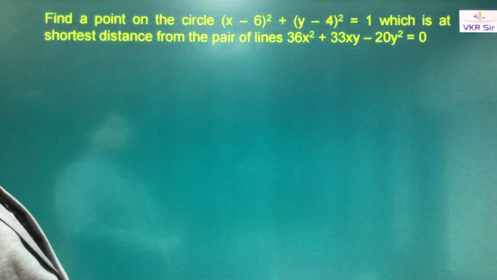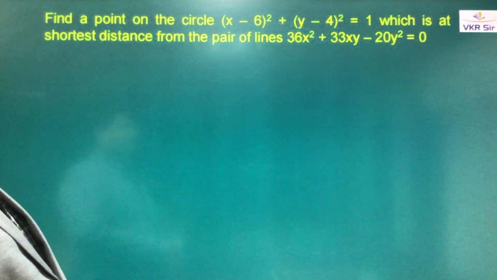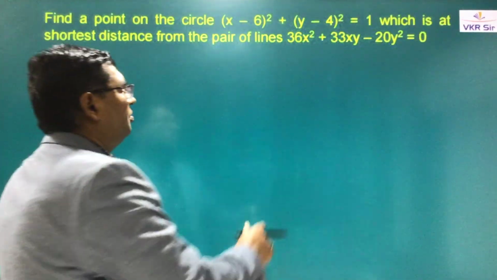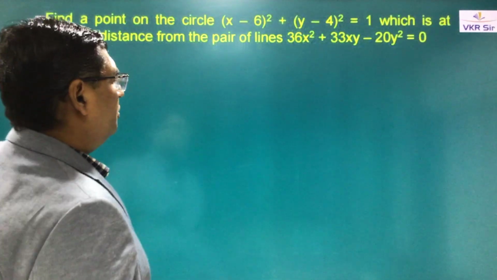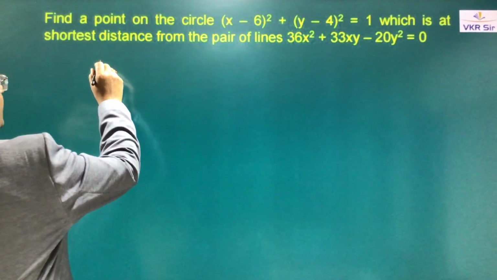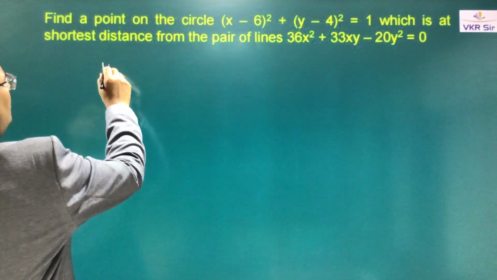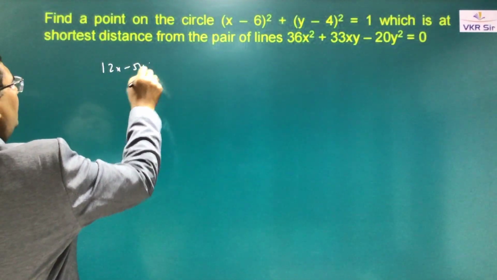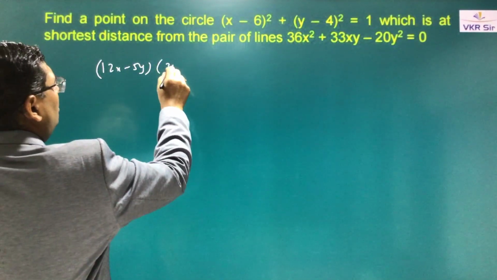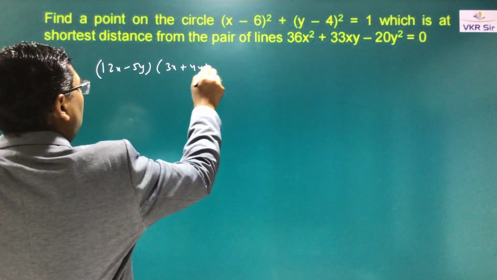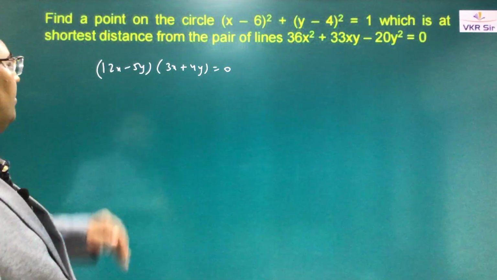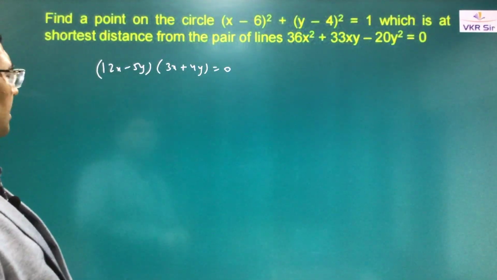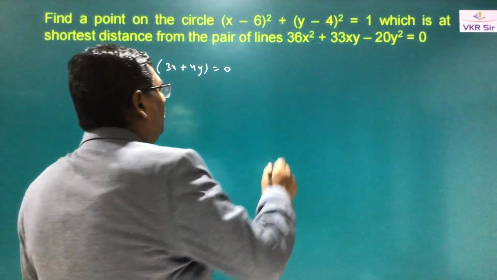Find a point on this circle which is at the shortest distance from the pair of lines. Now we have to get these lines in factorized format. Suppose you factorize it, you will get the lines as (12x minus 5y) times (3x plus 4y). That you can do on your own. Let me check once. Is it giving us that situation? Yes, I think so. Now, where is our circle?